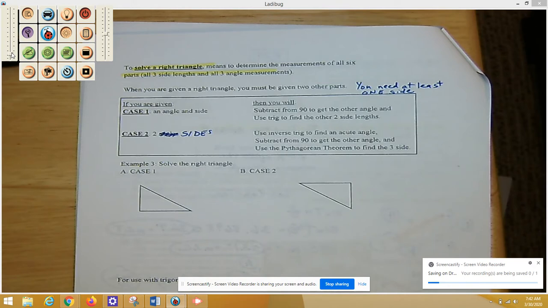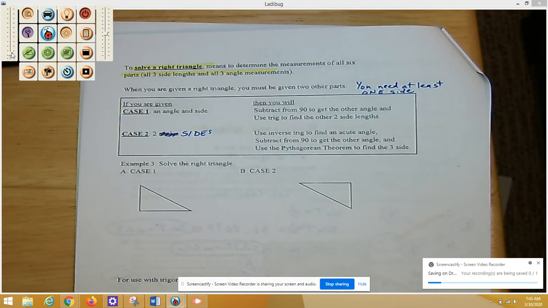The other case is when you are given two sides. You can use inverse trig to find the acute angle, subtract from 90 to get the other angle, and then use the Pythagorean theorem to find the three sides. Or you could also use trigonometry. It's kind of up to you. You have a few options here as you go through.